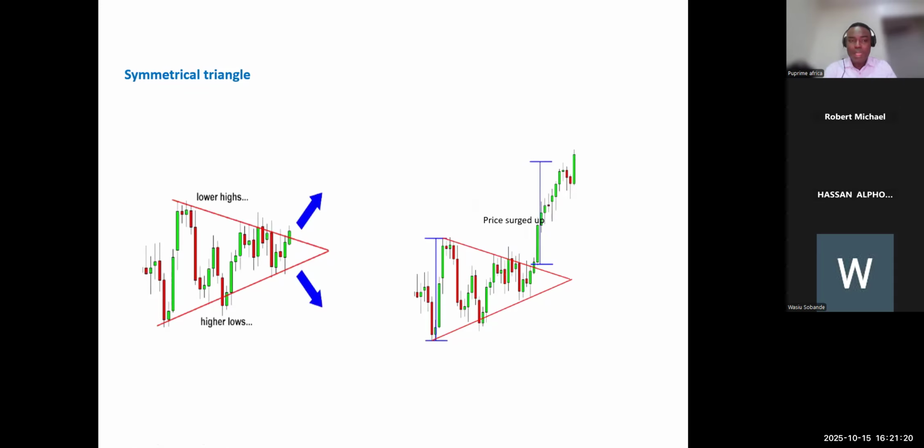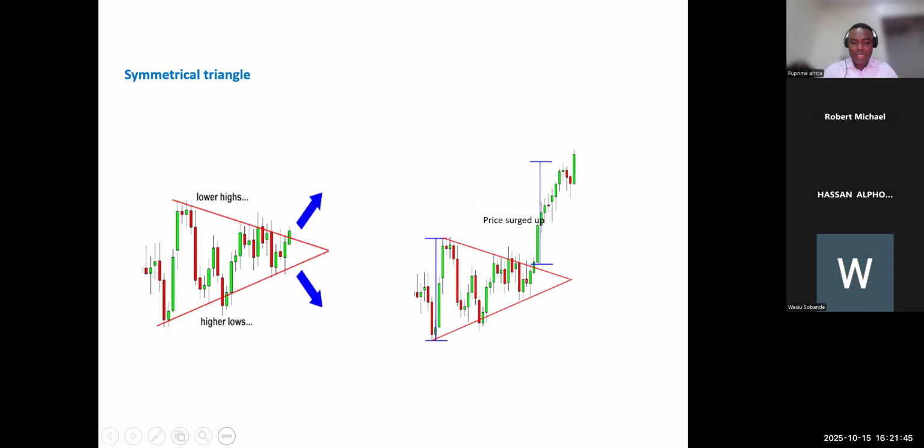Now, what is unique about the symmetrical triangle pattern is that price can break out in either direction. It's the only pattern I know at the moment that can give you either a buy or a sell signal in the same pattern. For all the other patterns we've been looking at, they are one directional. Double top, sell; double bottom, buy. But this one, you can have either a buy or a sell on the same pattern.